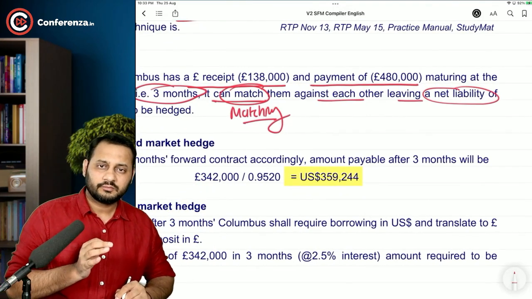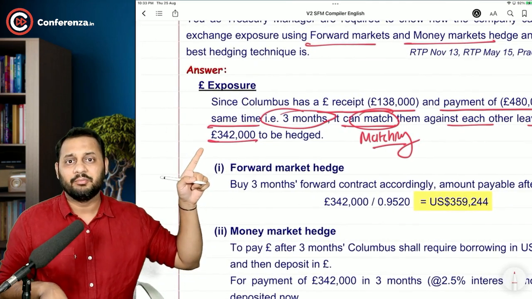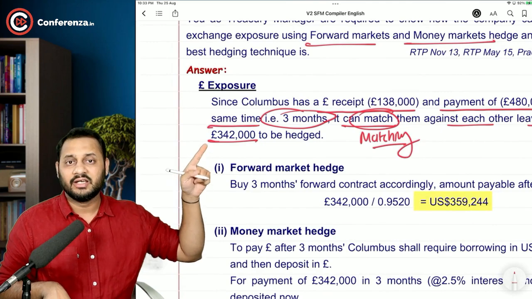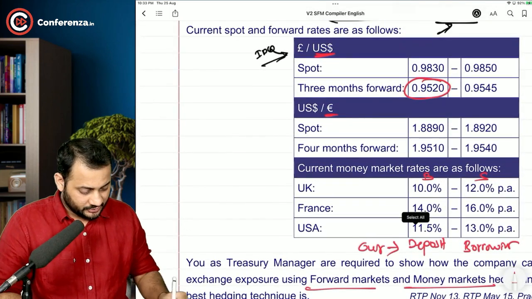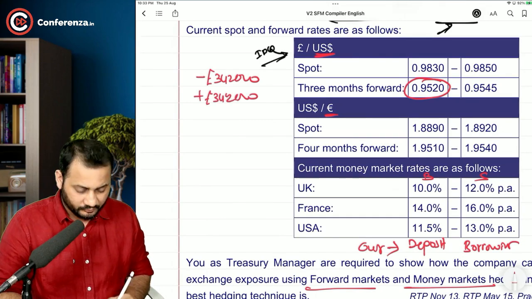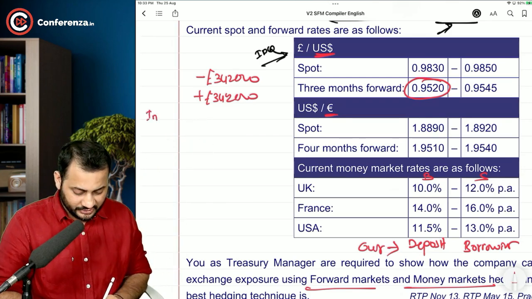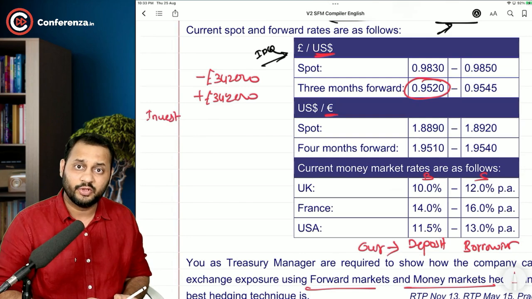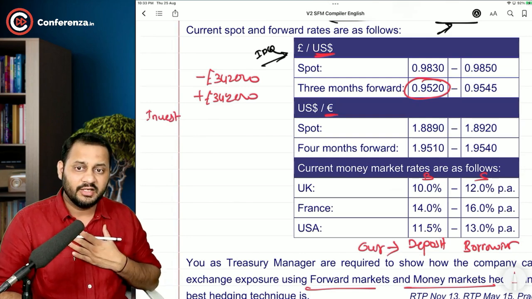Now let's go for the money market hedging. We have to make the payment. We have a liability. We will create the asset in UK. So I'm just writing everything in short. We have a liability of 3,42,000 pound after 3 months. Create asset of 3,42,000 pound. In order to create the asset, we will have to invest the present value of the same today for 3 months.